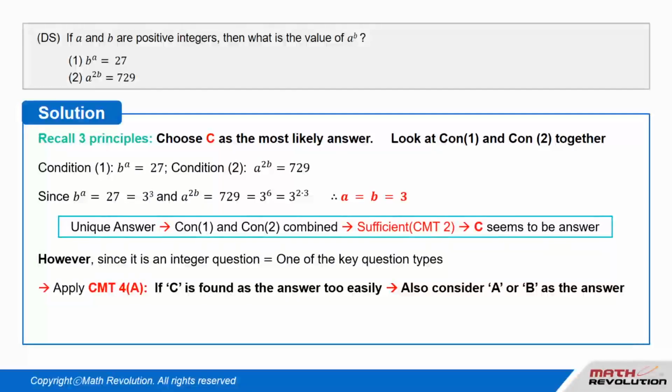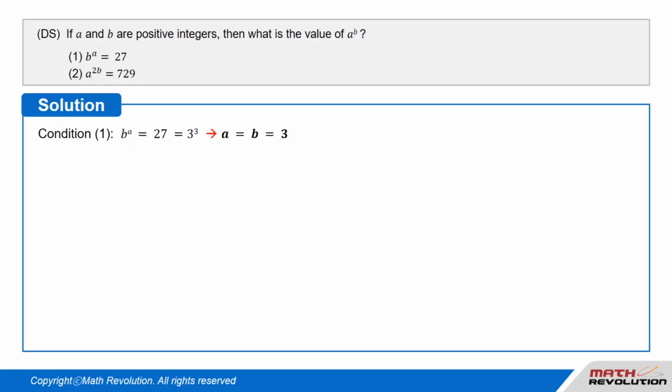However, since this is an integer question, which is one of the key question types, we should apply CMT4A, which states that if you get C as the answer too easily, you should also consider A or B as possible answers. You should remember that this is an integer question. Let's check each condition separately. Condition 1 tells us that b to the power of a is equal to 27, which is equal to 3 cubed, so a equals b equals 3.